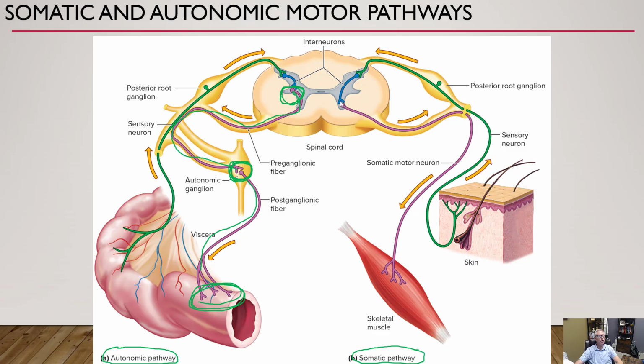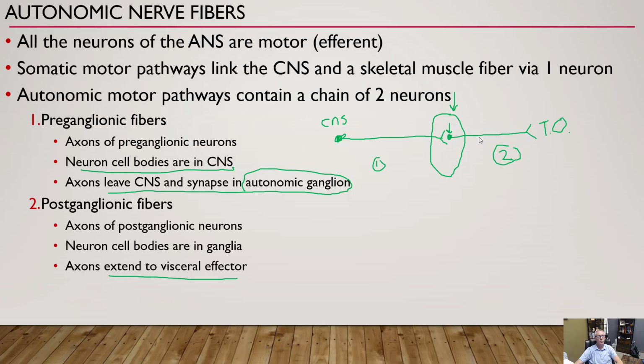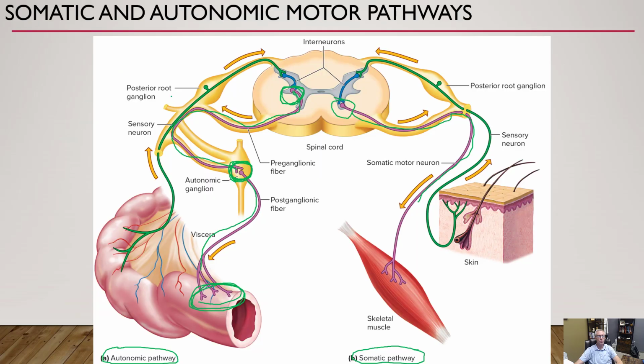We typically don't see that nerve fiber link up into a ganglia, because we're talking about the autonomic nervous system. We're only talking about the sympathetic and the parasympathetic nervous system. So in this somatic pathway, we don't see that pre-ganglionic fiber and that post-ganglionic fiber.